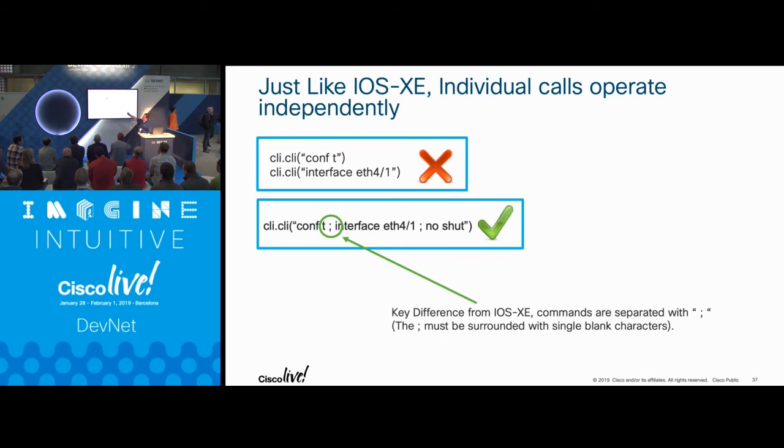I just put this one in here because even though everything looks the same, there is one difference in how you apply that CLI command, the CLI API within NXOS, that library. Semicolon separation, and you must have a blank character on either end of the command. Okay, so there's a caveat just to be aware of.